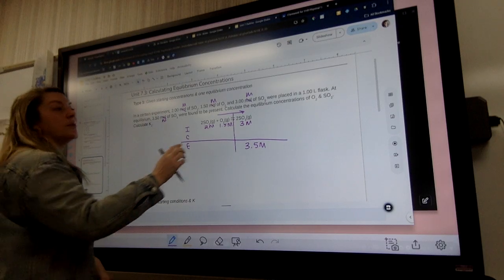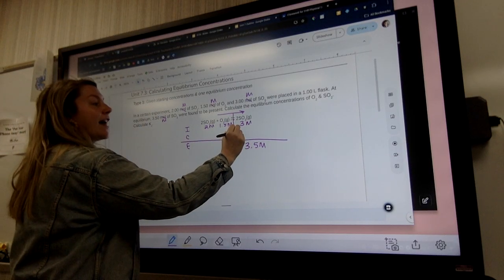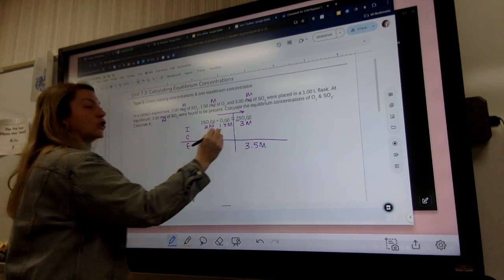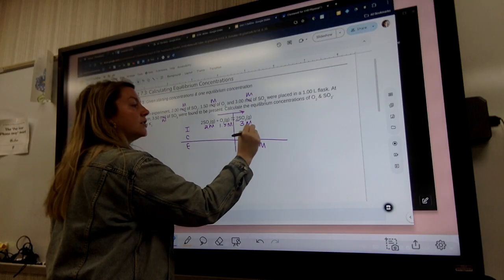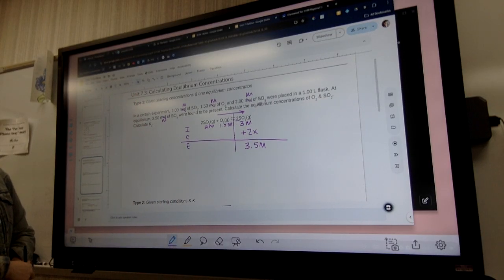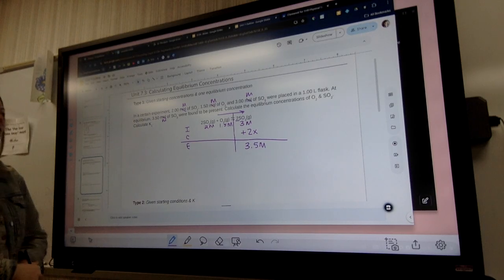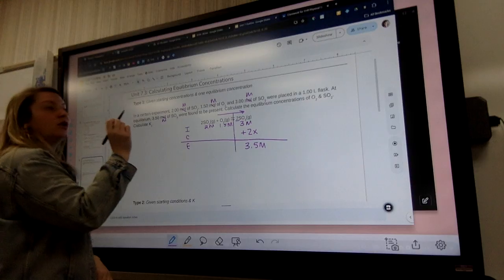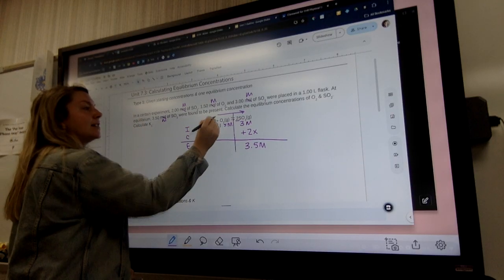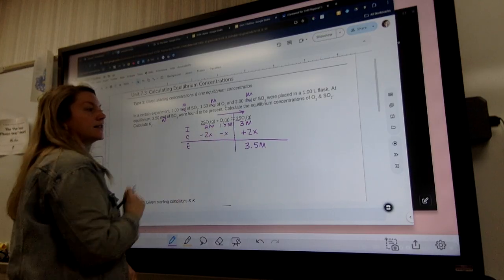Because this side is increasing, we're increasing by a factor of 2 because of the coefficient. So we're going to have plus 2x. And we know that our reactants are being consumed in order to make products, so we're going to subtract, and we're going to look at the coefficients. So for SO2, we're going to have minus 2x. For O2, there's no coefficient, so 1, so it'll just be minus x.